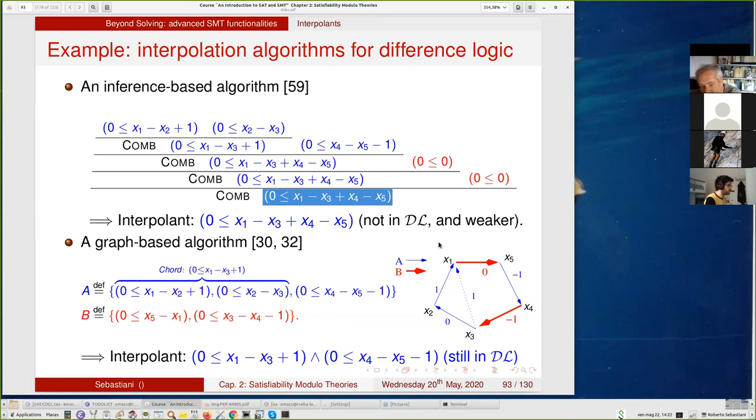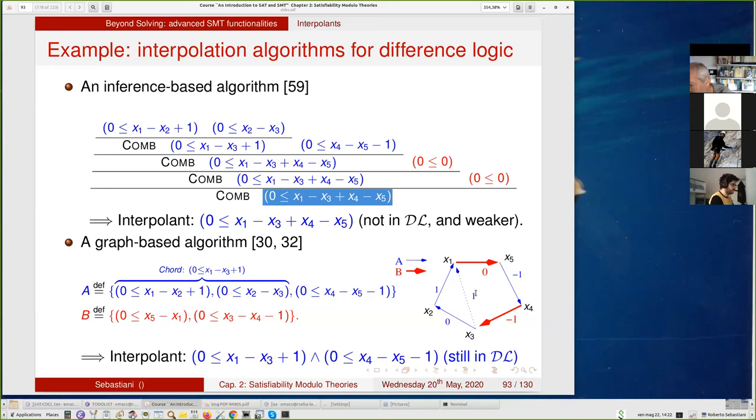Why is this an interpolant? Well, you take the sum of the arcs you are cutting, okay? So why is this an interpolant? Well, the sum of the chords is still a cycle. Yes, they are still a negative cycle. Yes, of course, because every chord takes the sum of the elements, okay? So the global sum is still the same, okay? So B and I are still inconsistent. So the interpolant plus the red parts are still inconsistent. Well, of course, I is entailed by A.